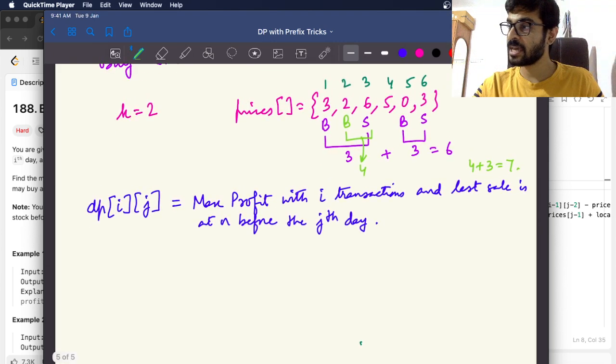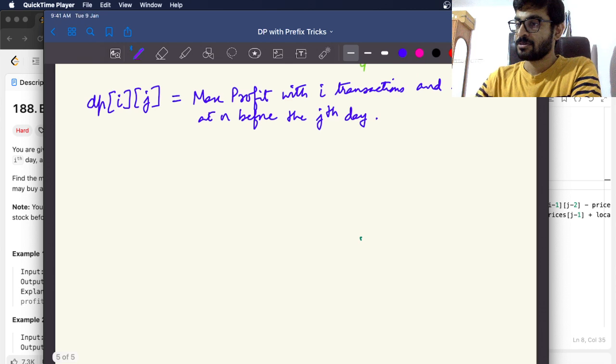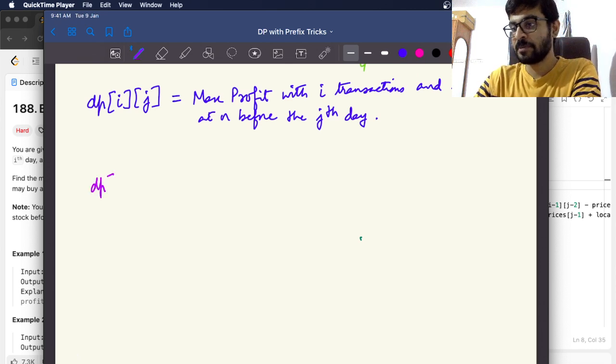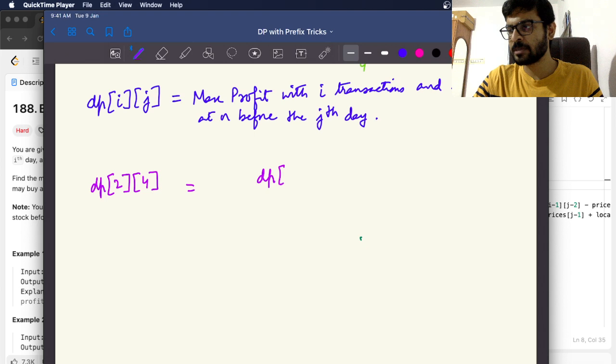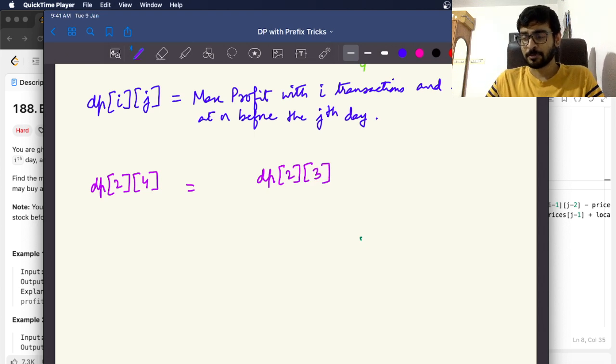I can basically say, for let's say DP of, you want to consider up to the 4th day. If your sale is up to the 4th day, and you are doing two transactions, what is the maximum profit you can achieve? One possibility is I will not go up to the 4th day. I will go up to the 3rd day only. So one possibility is that you will take only DP of 2, 3. You will not go up to the 4th day. That is a simple possibility.